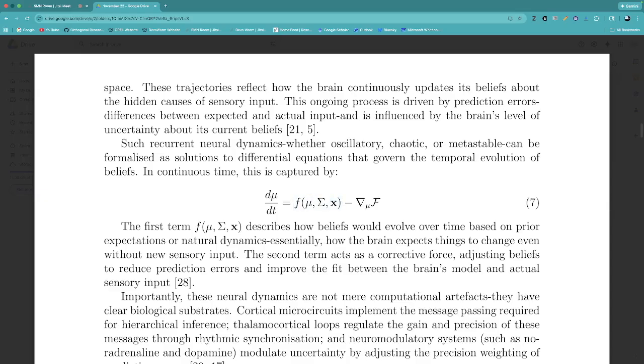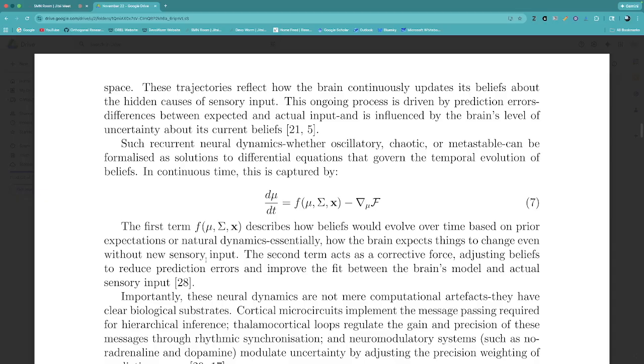over time based on prior expectations or natural dynamics, or how the brain expects things to change even without new sensory input. So say you know things, and then you stop observing the world, you put on a blindfold, you put your fingers in your ears, and then you just think about the world, or you don't learn anything new. So this is where maybe you come up with a new solution, but not based on experience, just based on this kind of processing of what's there.